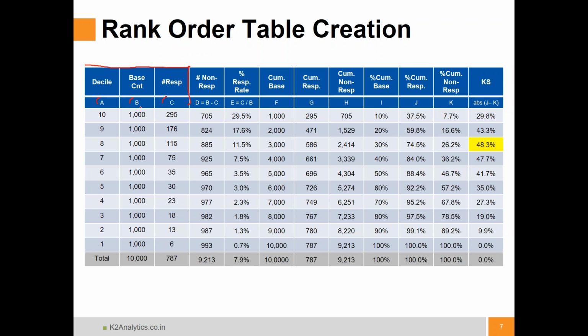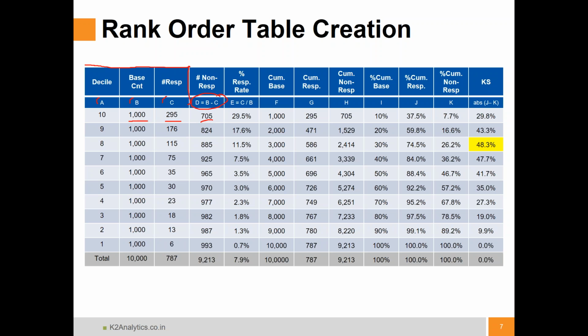If I know there are 1000 customers in decile number 10, which is the best decile, high response segment, and 295 are responders, how many non-responders are there? So I can compute this. So this is D is equal to B minus C.